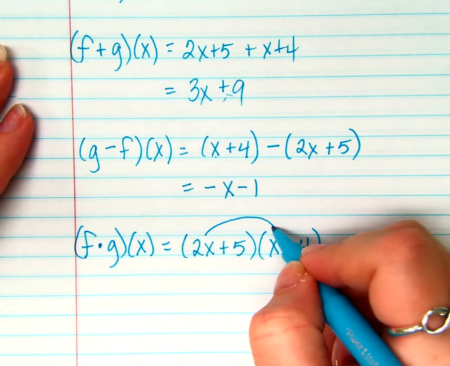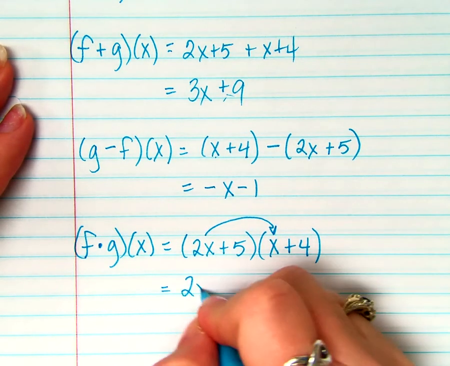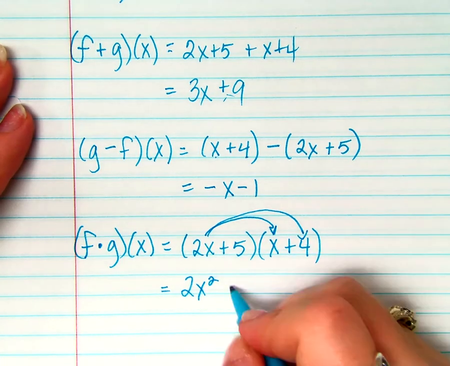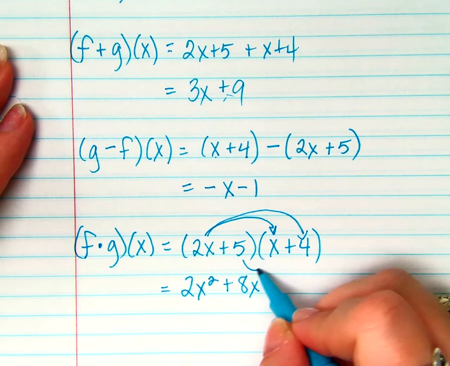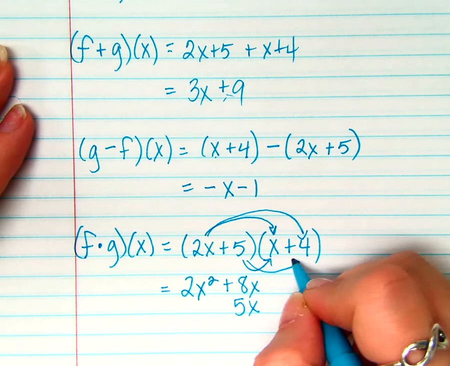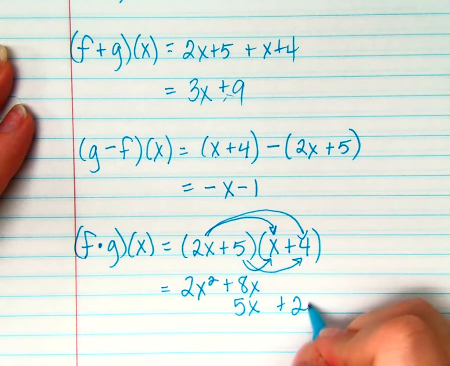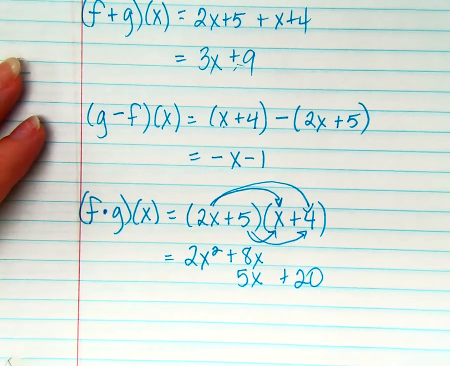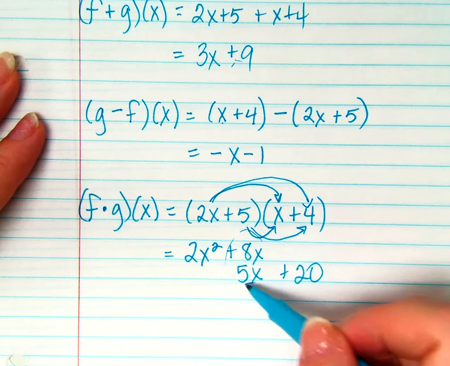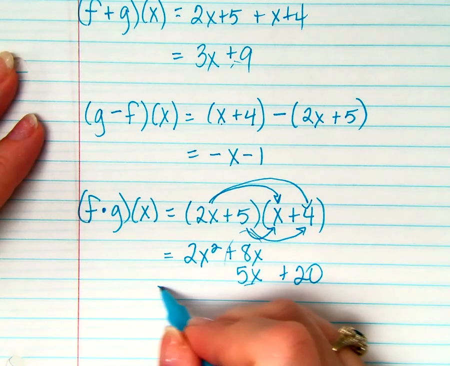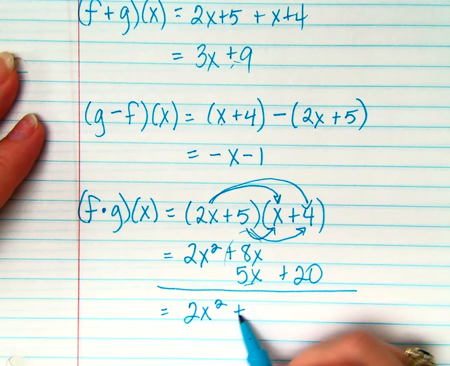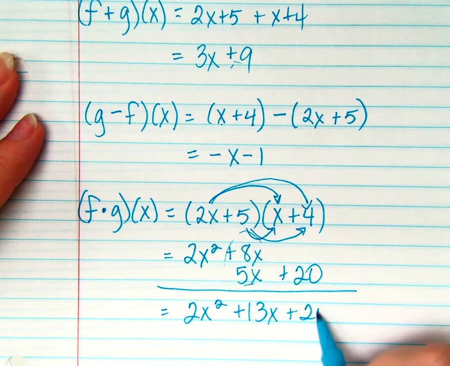Good. What's 2x times x? 2x squared. What's 2x times 4? 8x. What's 5 times x? 5x. And what's 5 times 4? 20. Why did I write it the way I did? Because I remembered that these are like terms and I can go ahead and combine them, so I wrote them close to each other. So I'd remember, I have one more step: 2x squared plus 13x plus 20.